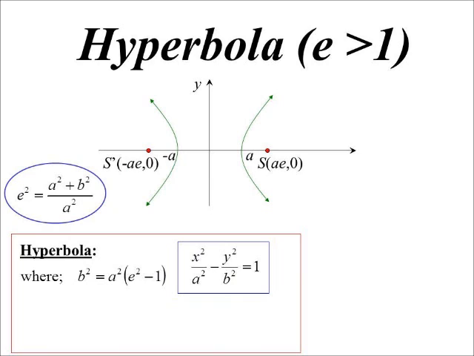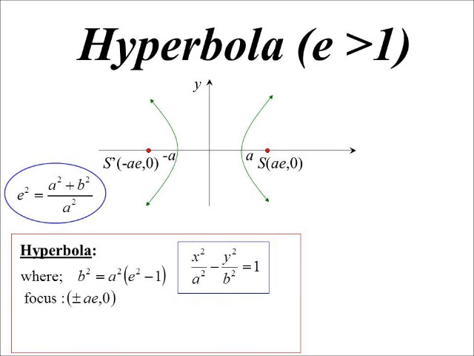If you make e squared the subject, again it's very similar, but this time it's a squared plus b squared on a squared. Again, because you need to get a number bigger than 1. So you need to add something to a squared, whereas in the ellipse you needed to get a number that was smaller than 1, so you subtracted the b squared.